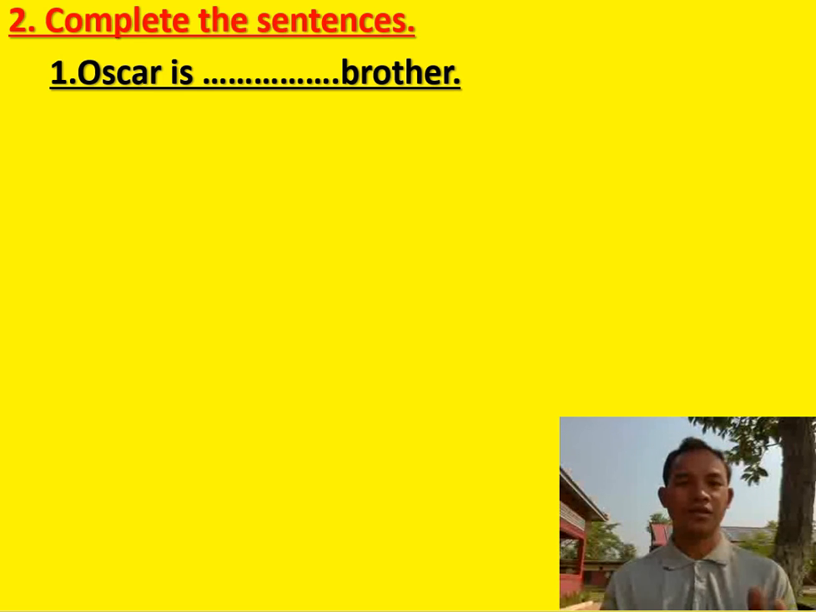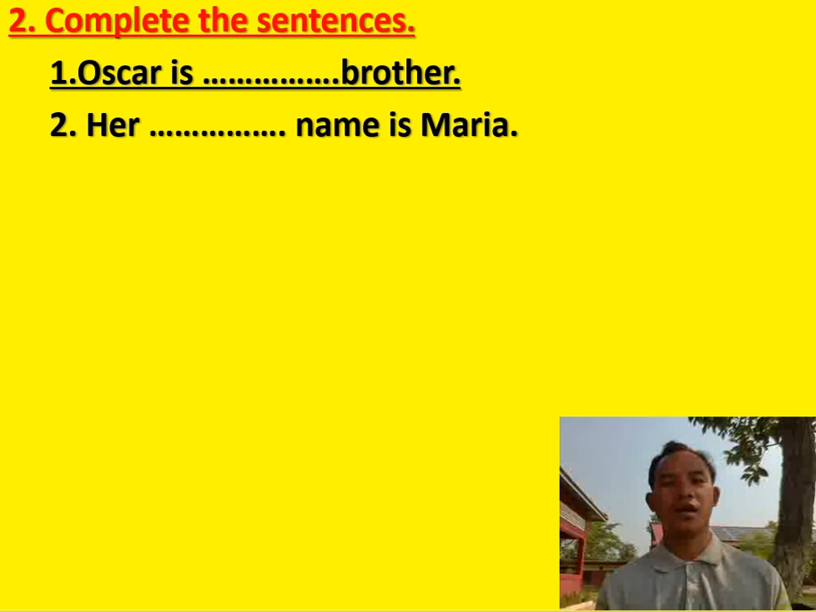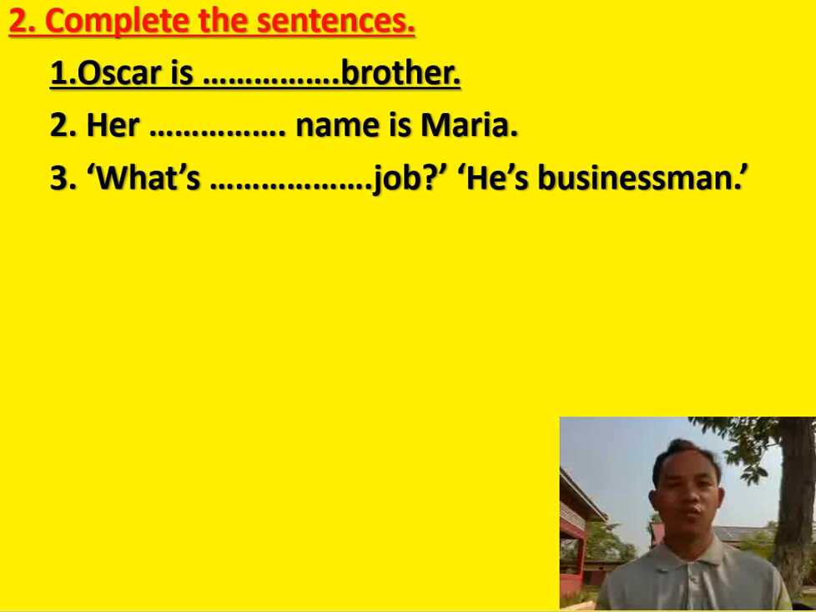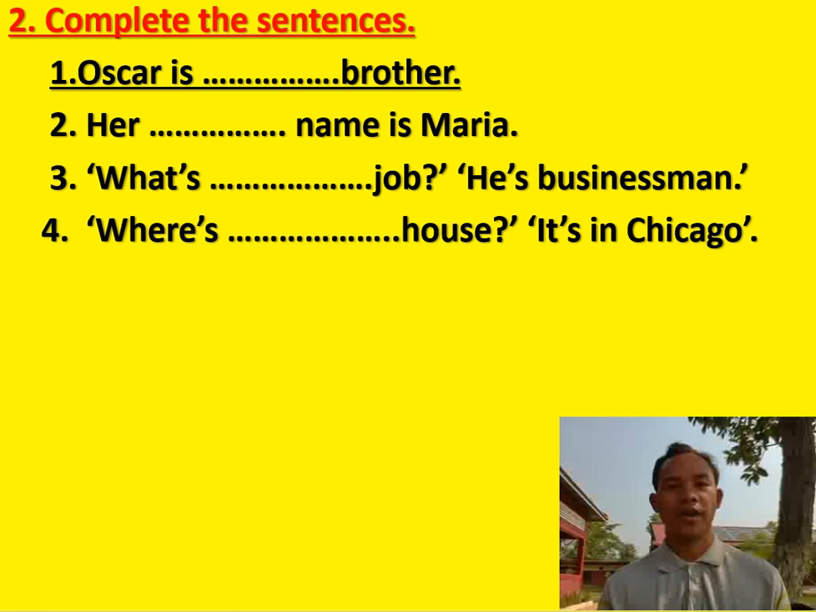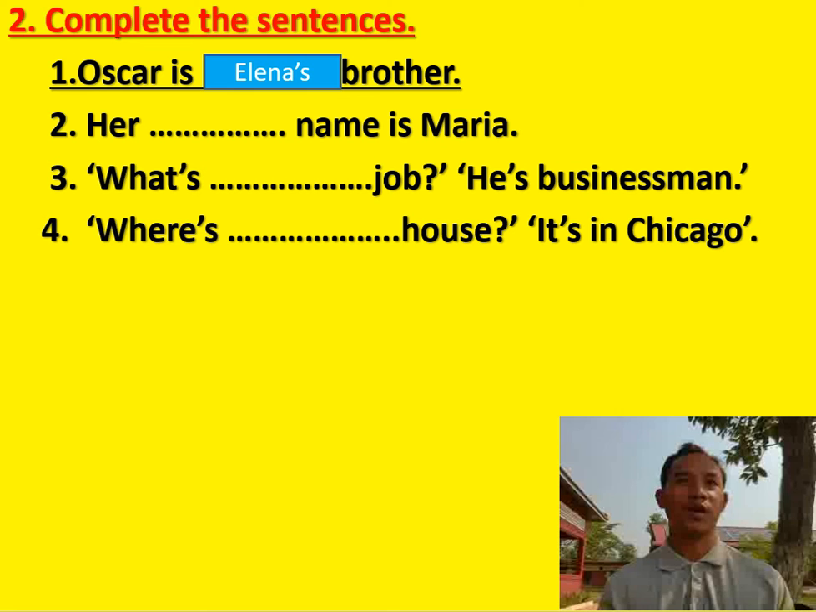Number 1, Oscar. Oscar is brother. What do you think? Okay, Oscar is maybe Elena's brother, something like that. Number 2, her name is Maria. So what do you think? Who is Maria? Her mother. It's easy, right? What's the job? He's a businessman. And where's the house? It's in Chicago. Yeah. And let's take a look at number 1.